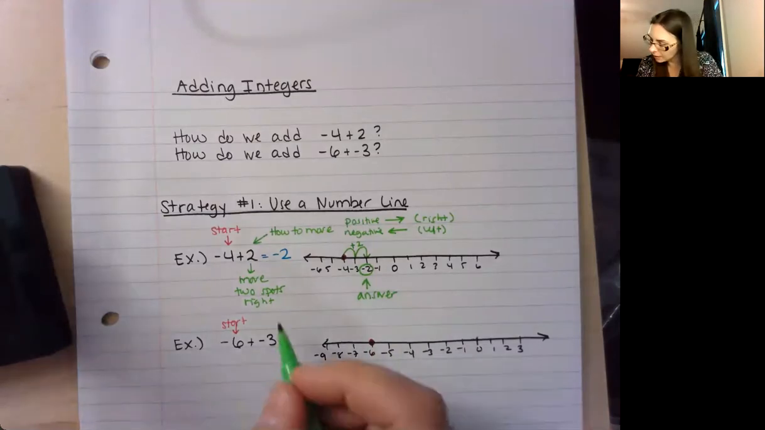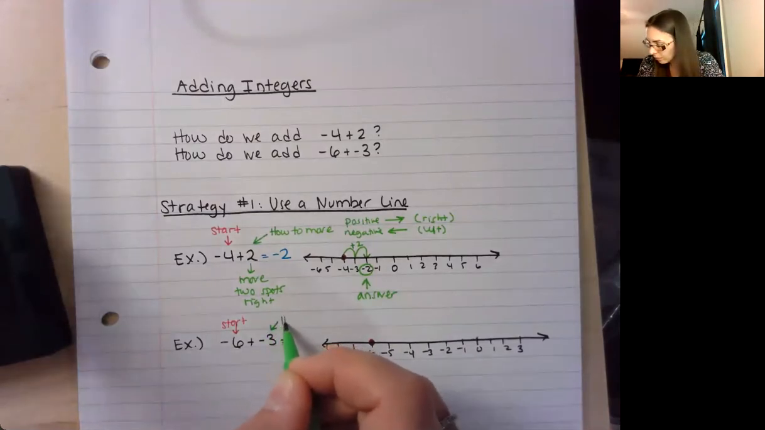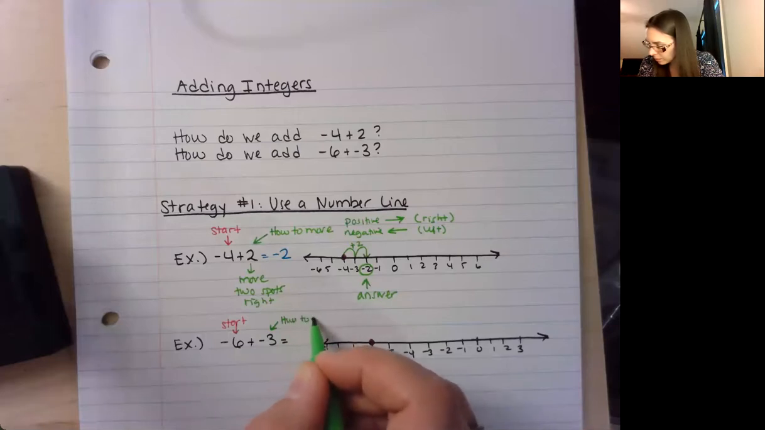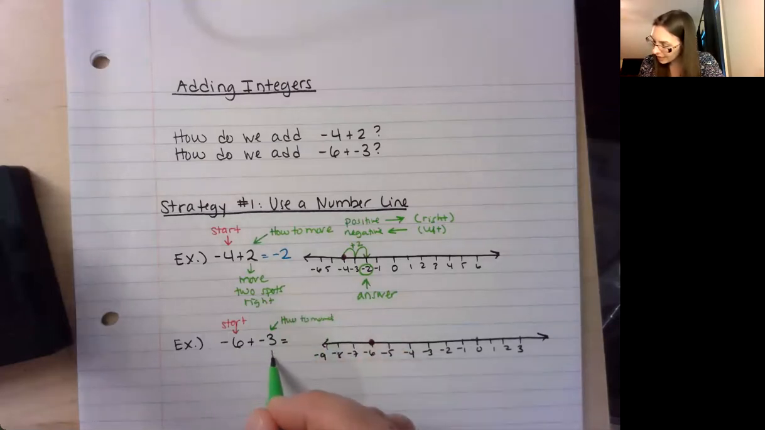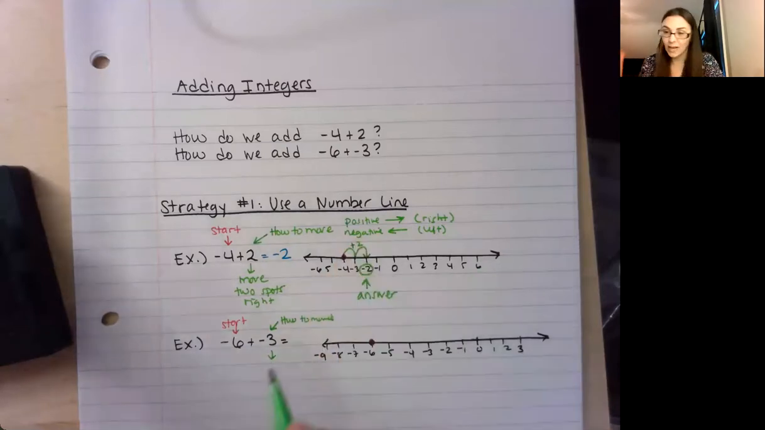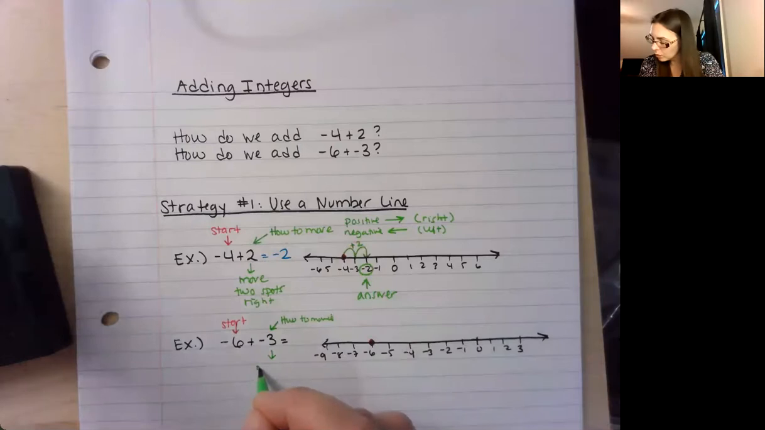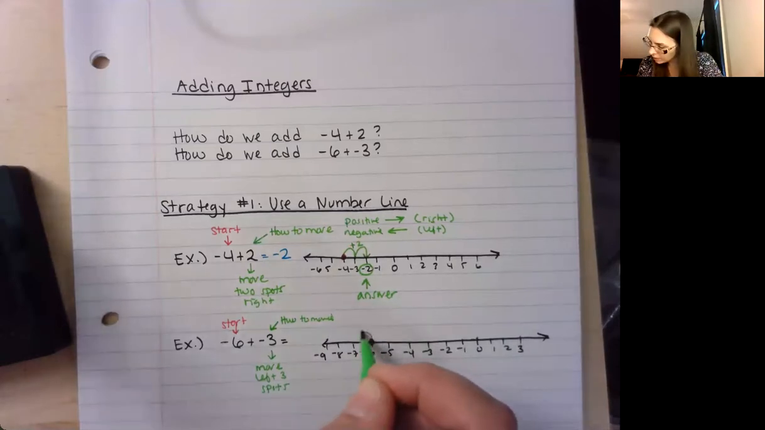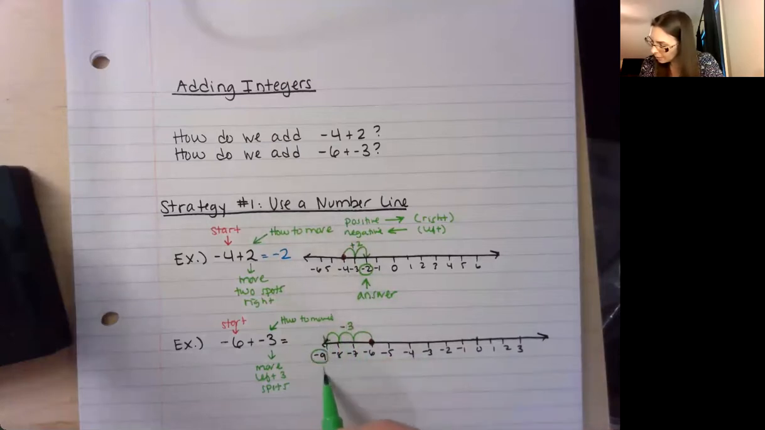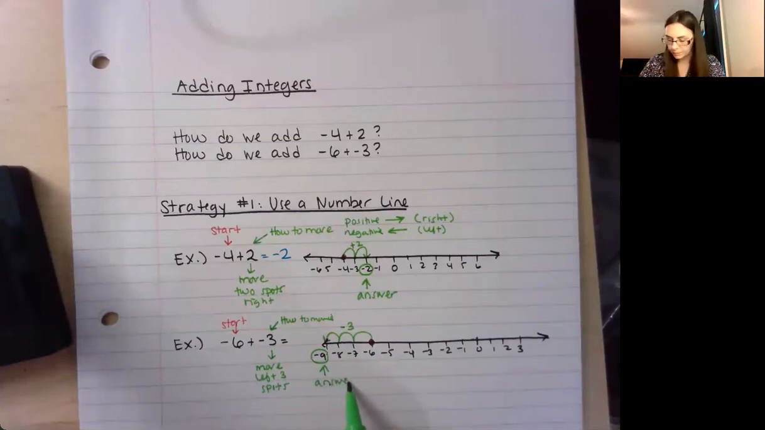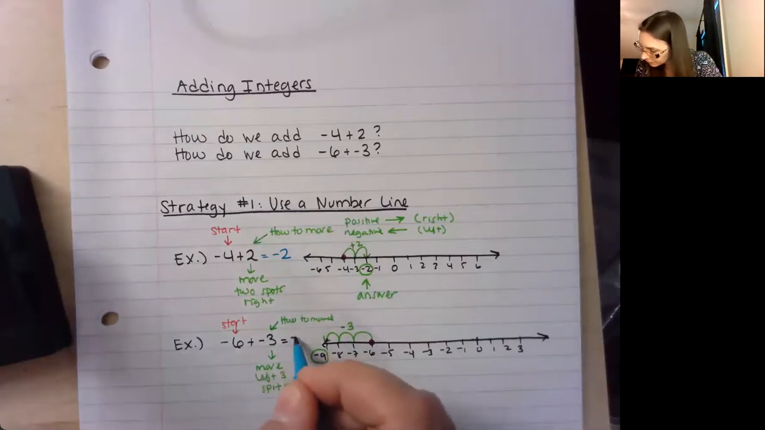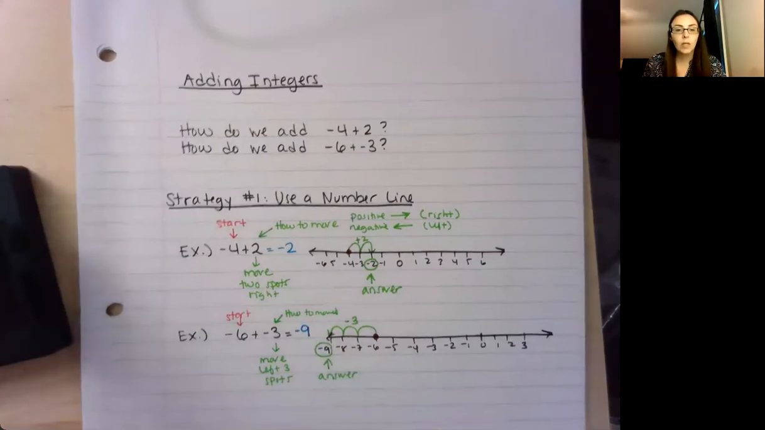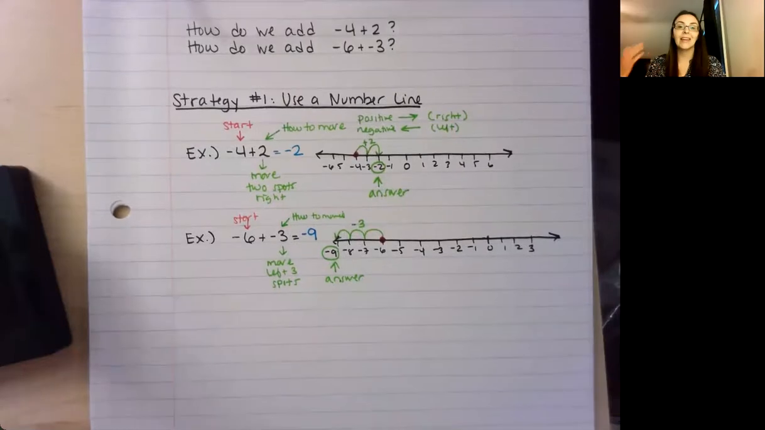And then my second number here is how I'm going to move. Now notice that it is a -3. So if it's negative, we're going to move left, right? Because your negatives are towards the left. So we're going to move left 3 spots. So I start here, I go left 1, 2, 3. So that's that -3 change. And wherever I end up, that is my answer. So that's how you can add or subtract using a number line.